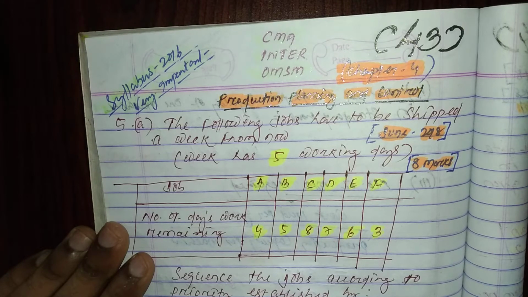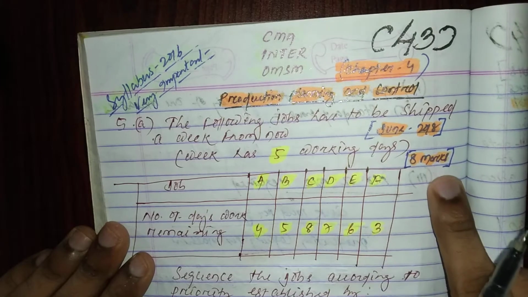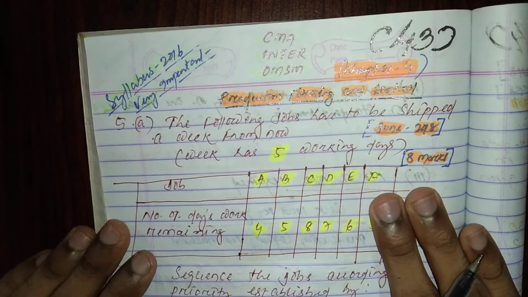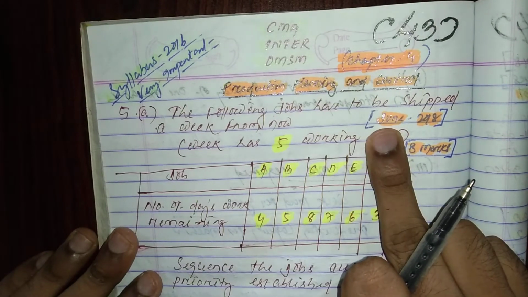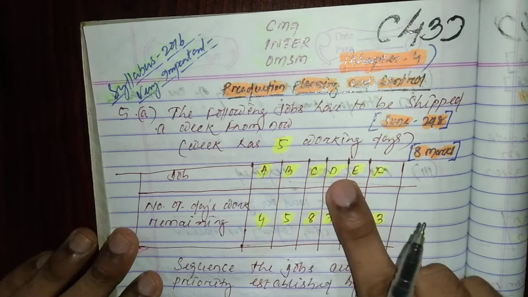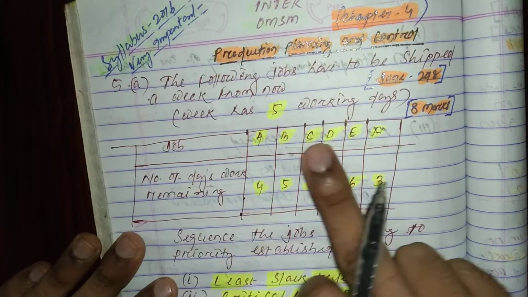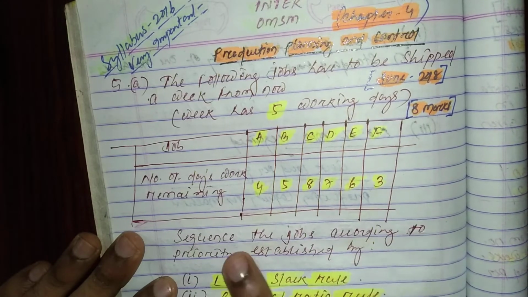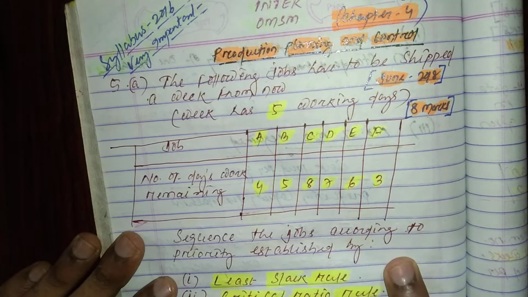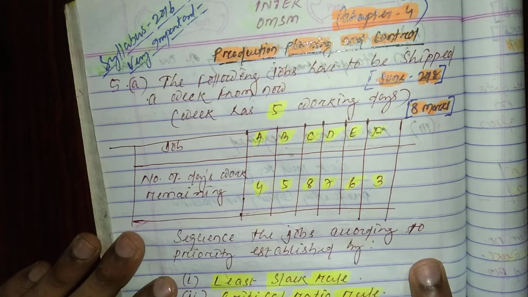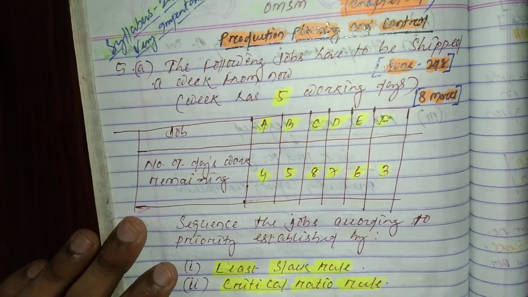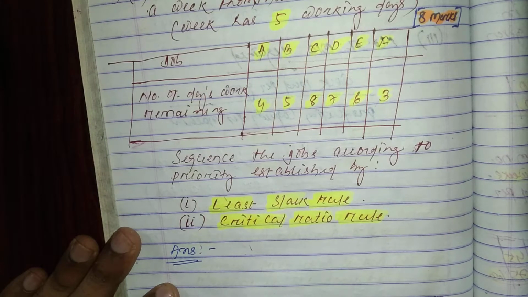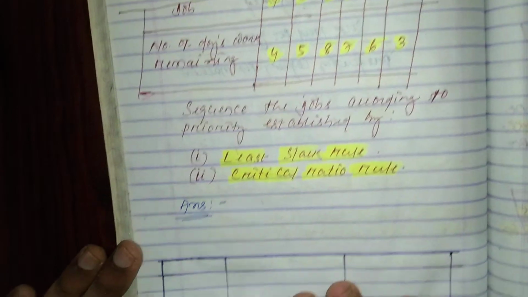This question already came in the June 2018 examinations and carries 8 marks. So it is very important from the examination point of view. Let's get started. The question is: the following jobs have to be shipped a week from now. A week has 5 working days. The jobs given are A, B, C, D, E, F, and the number of days work remaining are 4, 5, 8, 7, 6, 3. Sequence the jobs according to the priority established by the least slack and critical ratio rules. So without wasting any further time, let's solve this question.